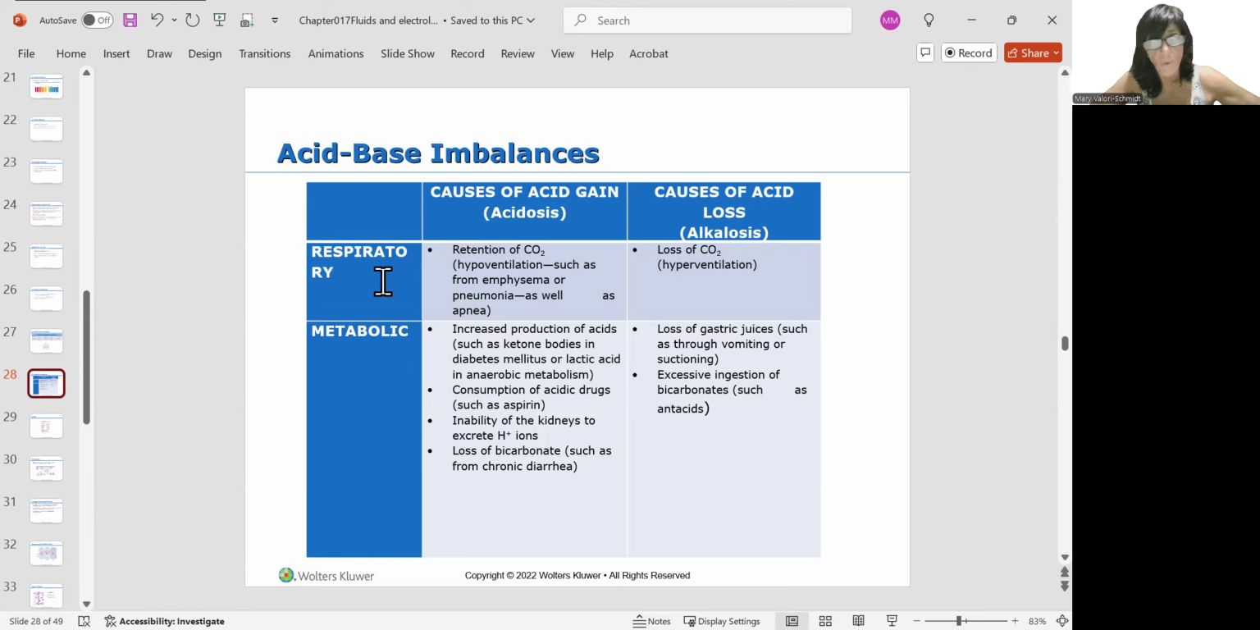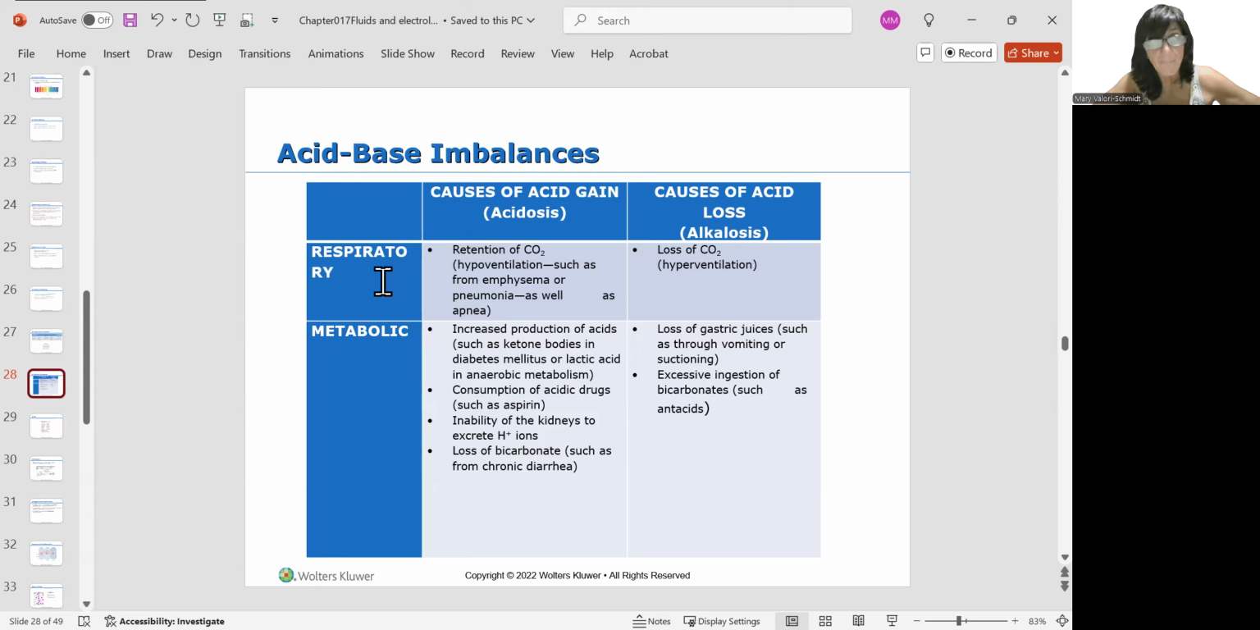On the other hand, why would somebody become alkalotic or go into alkalosis? Hyperventilating. Kussmaul's respirations were fast and deep. Hyperventilation is shallow and fast. You blow off too much CO2, guess what? You're going to wind up in respiratory alkalosis.